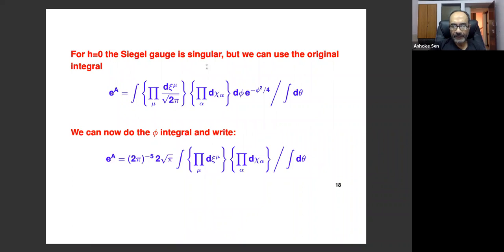So that's what I have given here. Okay, so now we have gone back to h equal to 0, and this is the integral we have to deal with. Now you see that the phi integral is purely Gaussian. Okay, we can do this integral and we get an answer like this.